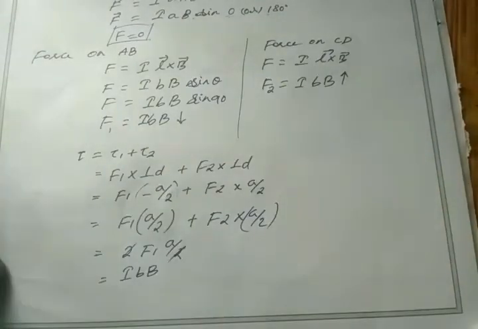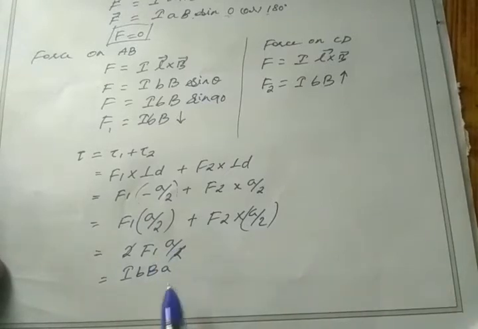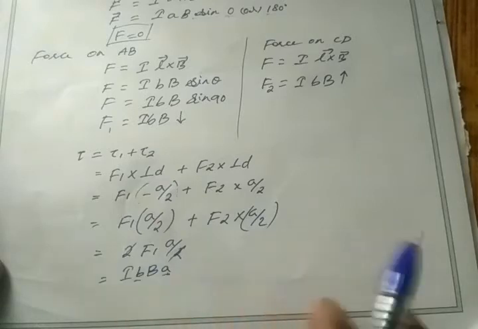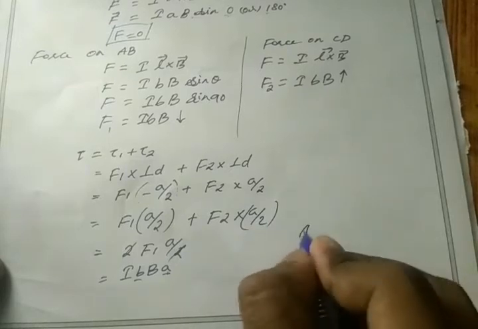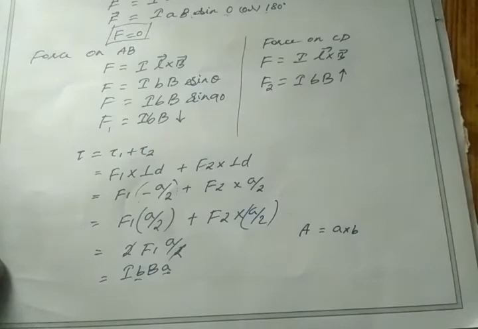F1 and F2 are both the same, right? But they are in opposite directions. So F1 is I B B into A. What are this A and B? Sides of the rectangle. A is one side, B is another side. As I said already, AB is nothing but the area of the rectangle. Area of the rectangle is one side into another side, A into B, two adjacent sides.